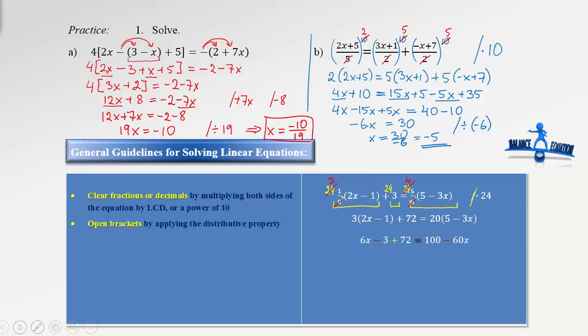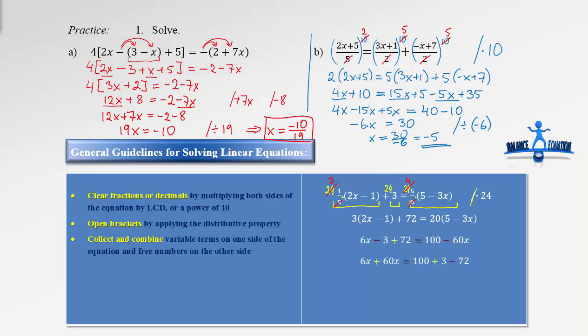Okay, when we are at this stage, the next step would be to release all the brackets. So we multiply through this bracket. 3 times 2 is 6x, then it's -3, plus 72, 20 times 5 is 100, and -3 times 20 is -60x. Now, we want to keep our equation always in balance, like a balance scale. So whatever we do to one side, we need to do to the other side.